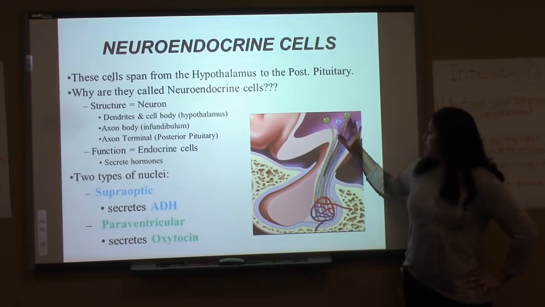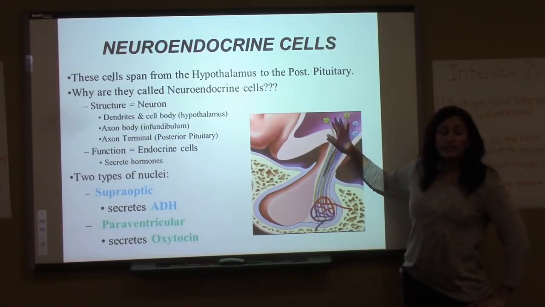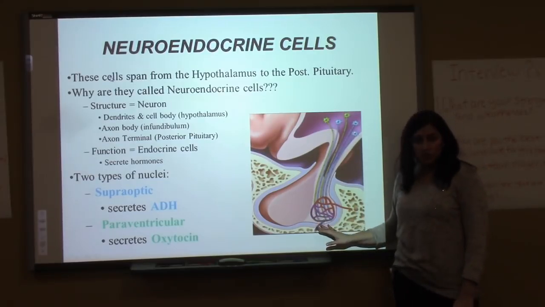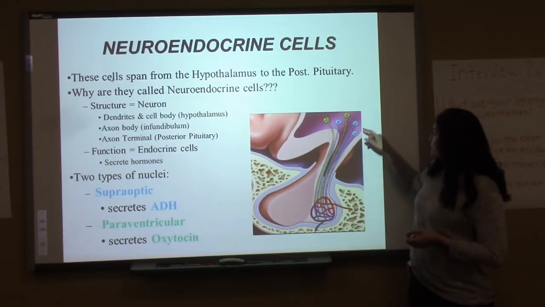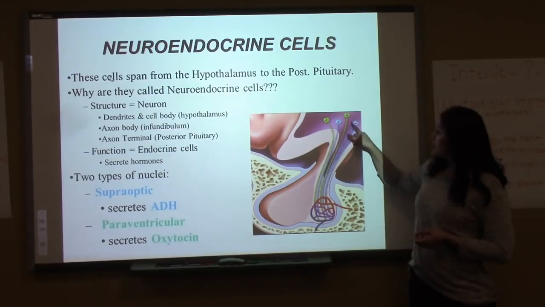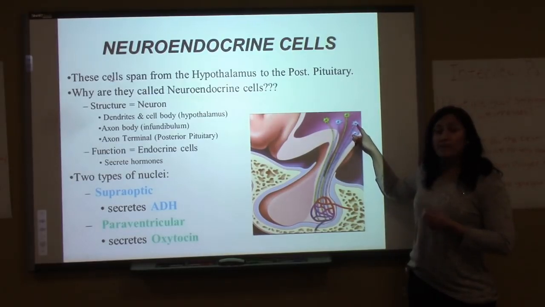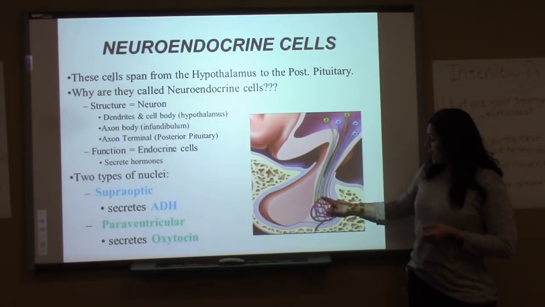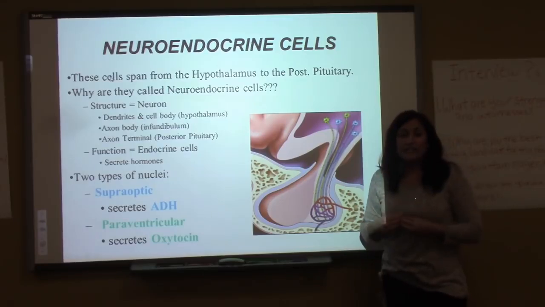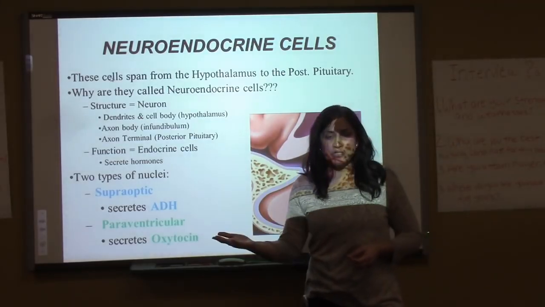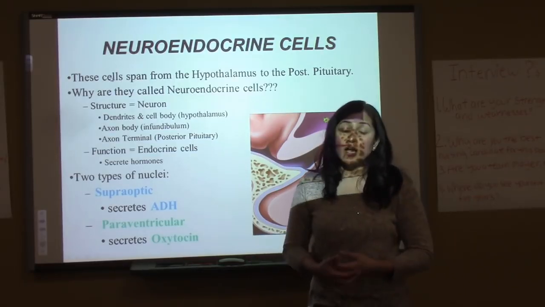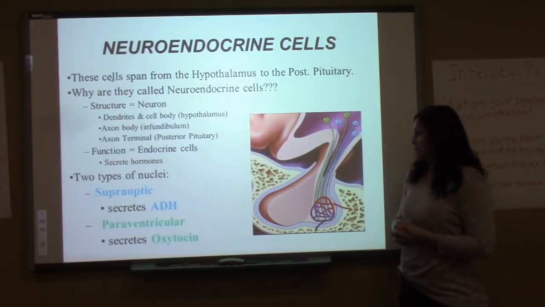So, since I said that the nuclei or the cell body and the dendrites are found in the hypothalamus, whereas the axon terminal is found in the posterior pituitary. In case of ADH, the supraoptic nuclei, which is found in the hypothalamus, will produce the hormone ADH. Once it's produced, it will send it down, and the hormone will be stored in the posterior pituitary. So for ADH and oxytocin, the hypothalamus will produce them, but the posterior pituitary will secrete them when it is time to be released, whenever the body needs them.